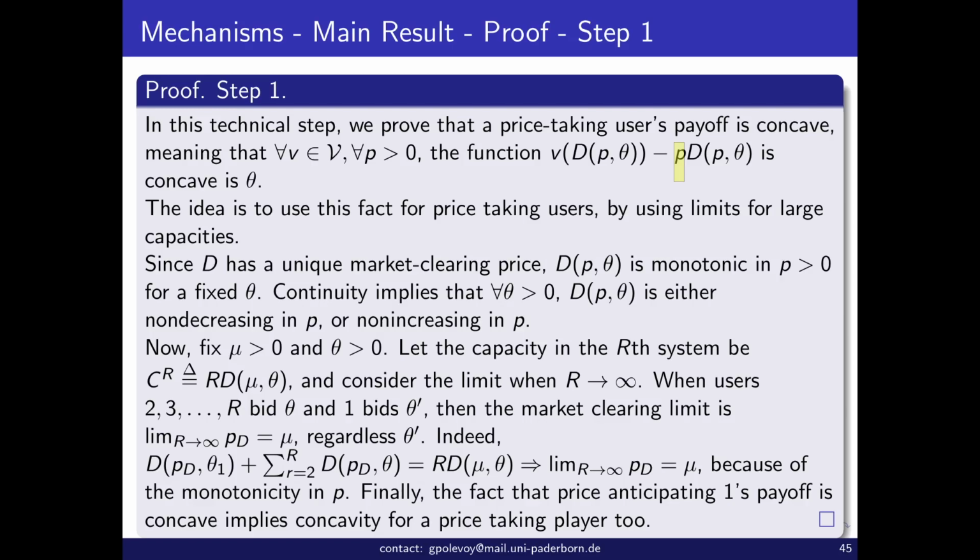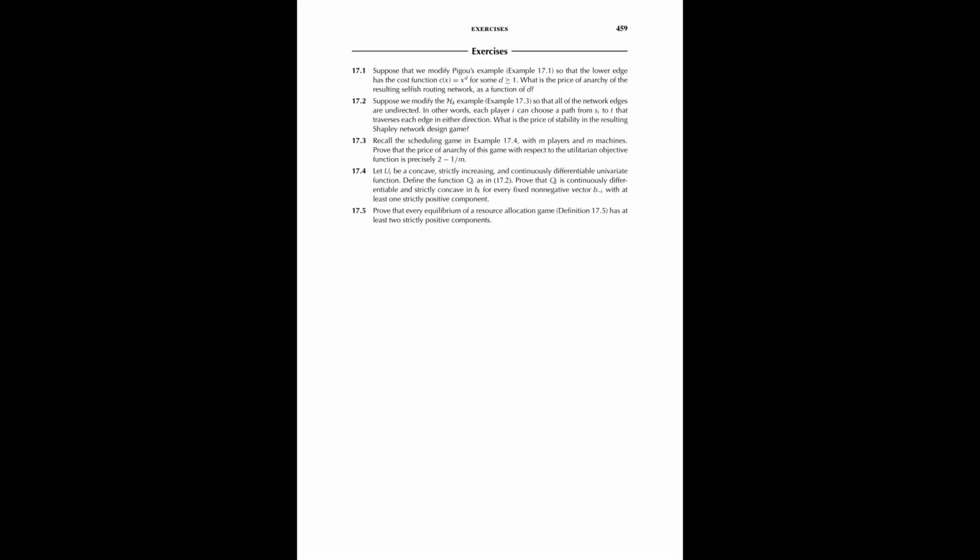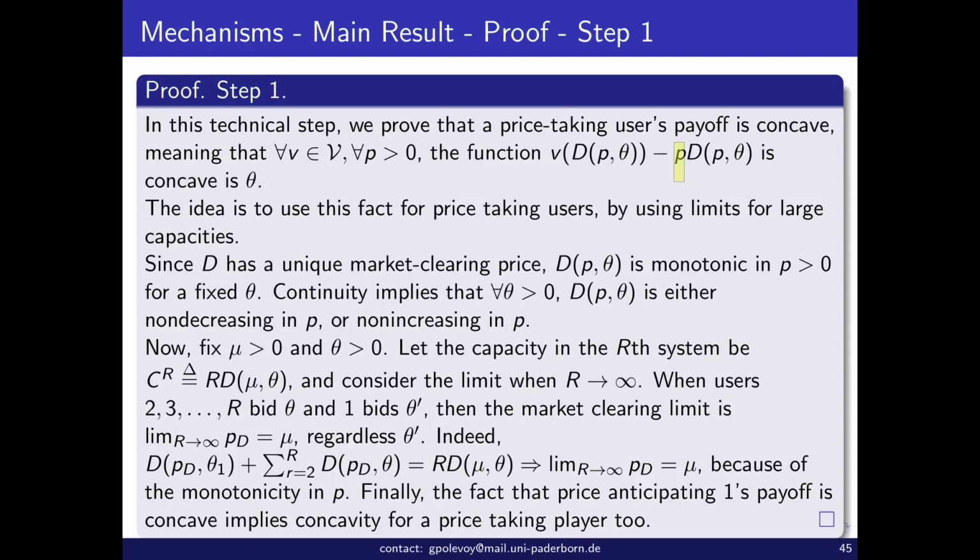Now we've shown that when we look at the original mechanism, and when we look at users who are not price taking but rather price anticipating, then that is concave. That's what we showed. Strictly concave. Now we need to show that it's also concave in this general case and for price taking. Now the idea is to use this fact to prove that we know for price taking users.